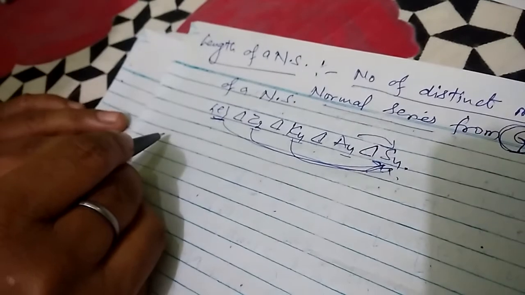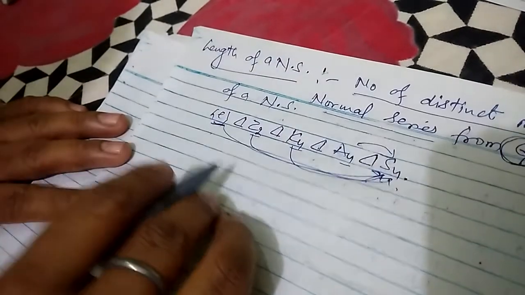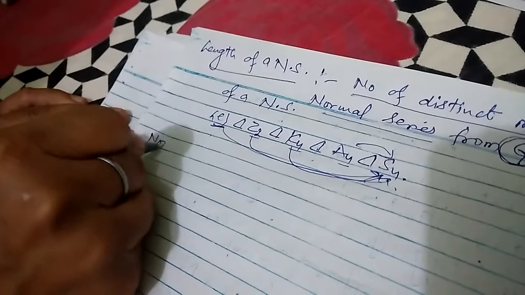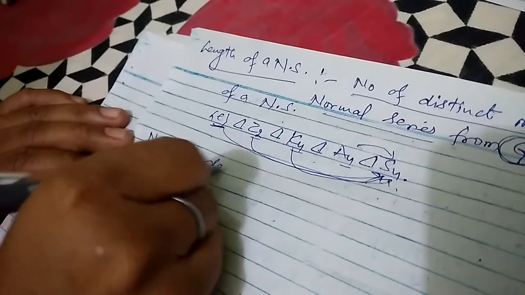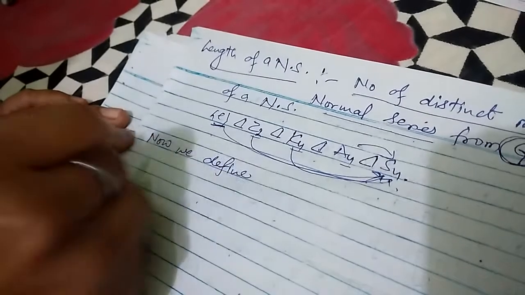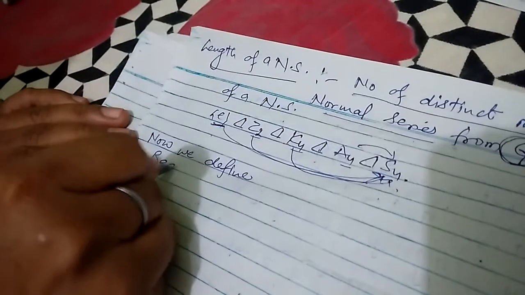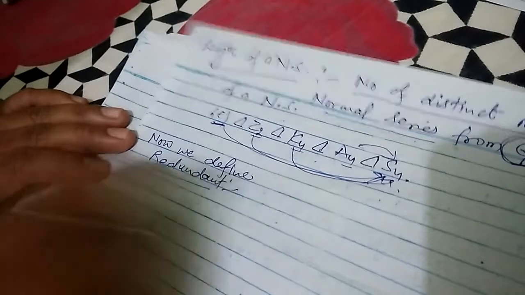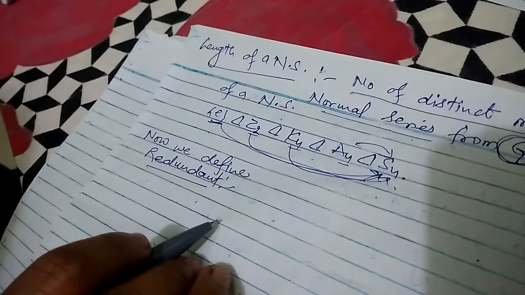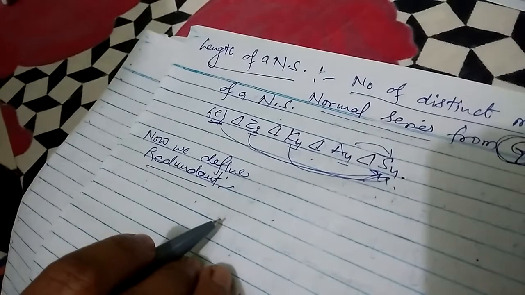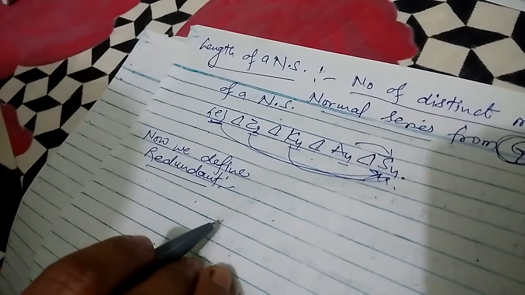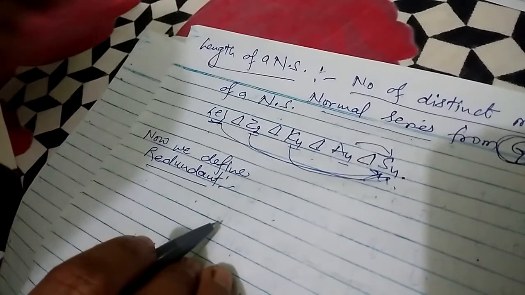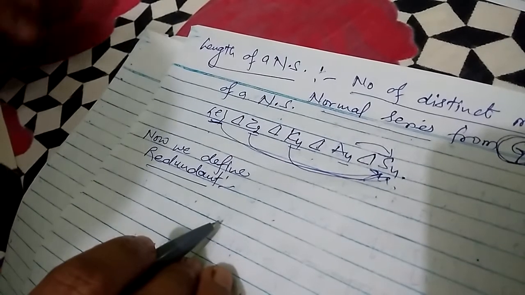Now we define a new term, redundant. Redundant means निरर्थक, मीन्स जो सार्थक ना हो वो रिडंडेंट होता है, निरर्थक.